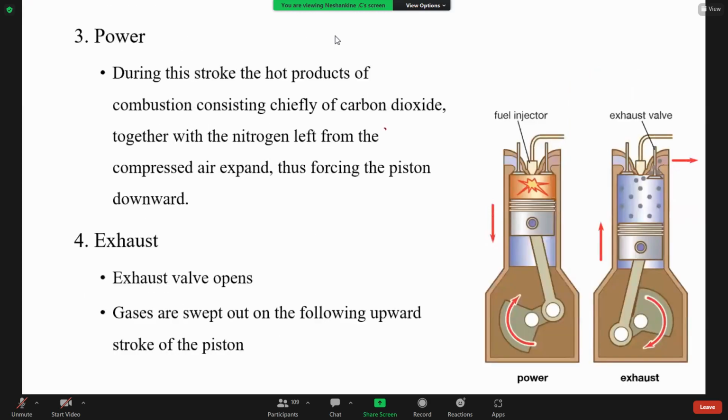Then power stroke. During this stroke, the hot products of combustion, consisting chiefly of carbon dioxide together with nitrogen. This compressed air expands. Due to that, the piston moves downward. During the exhaust stroke, this outlet valve opens. All burnt gases go out through this exhaust valve.